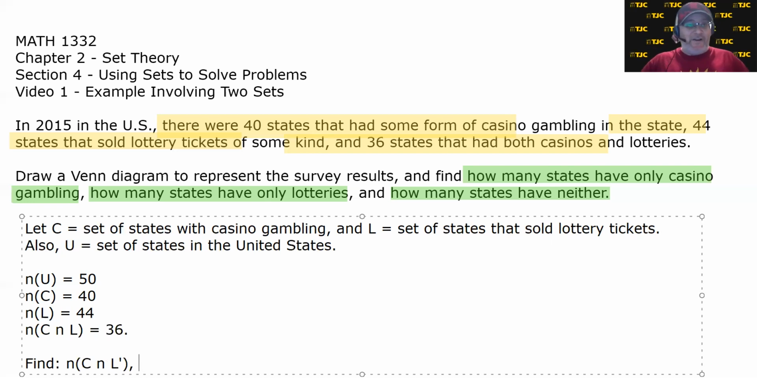And we're also asked to find how many have only state lotteries. So the cardinality of those that have lotteries and not casinos. And how many states have neither? So the cardinality of not a casino and not lottery.